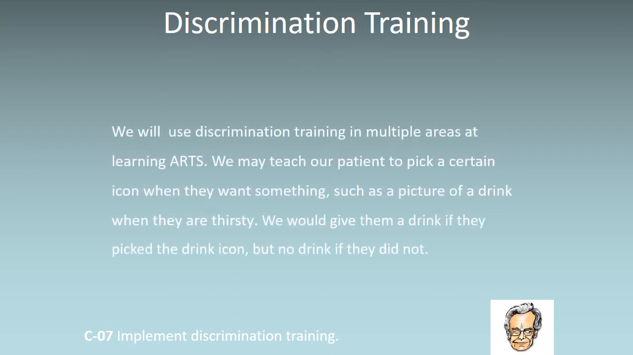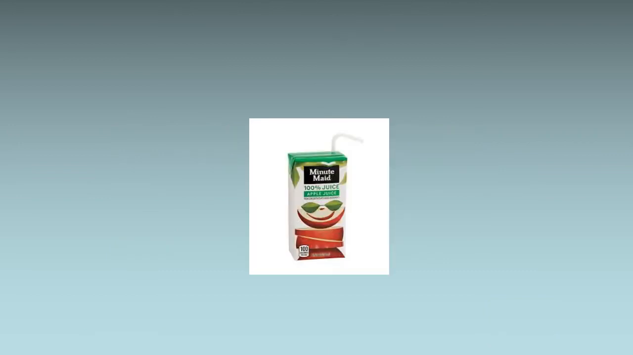We will use discrimination training in multiple areas at Learning Arts. We may teach our patient to pick up a certain icon when they want something, such as a picture of a drink when they are thirsty. We would give them a drink if they picked the drink icon, but no drink if they did not. So, let's say we had a 10-year-old patient who was nonverbal, and we wanted to teach him how to ask for a drink.